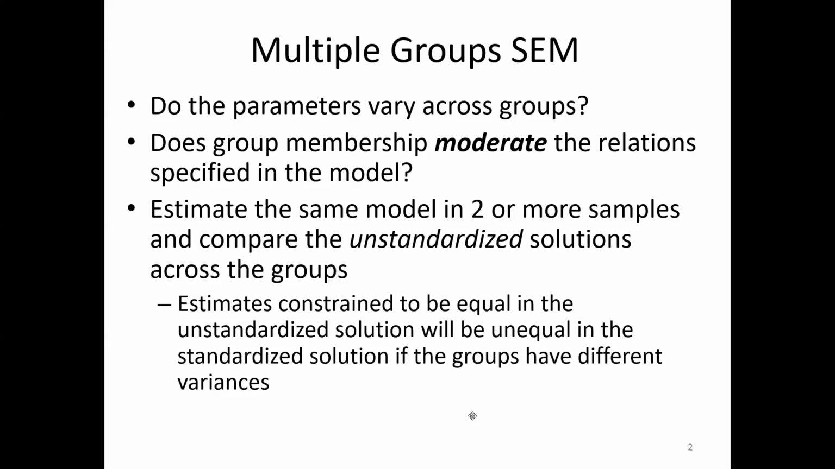Let's think about that. What does it mean if, let's say I find that in group A the loading for item 4 is much lower in one group than another?